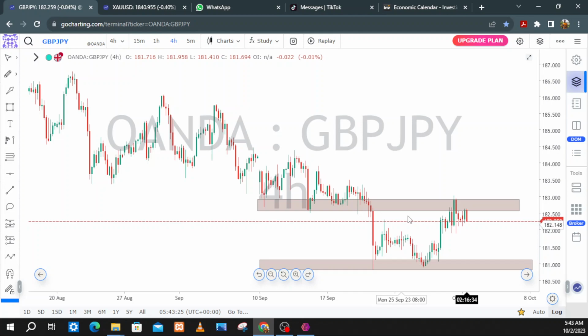Is that okay? That will be my bias, because I am predicting that the market is going to fall and then it will come to this level. It has gone up. I'm predicting that the market will come to the zone again. Is that okay? So for me, if I'm going to trade the pound yen, I'll be looking for short positions.